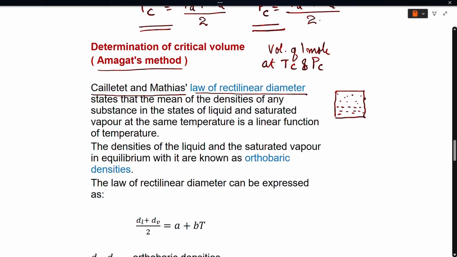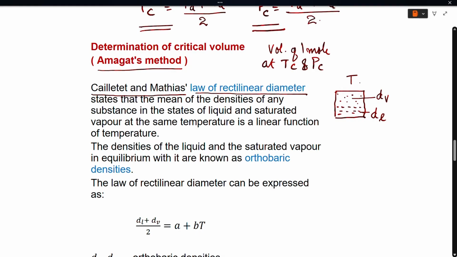Now, under these conditions, the liquid will have a particular density dl, and let the density of the vapor be dV. Now, the temperature should be constant, you should not change the temperature. At that constant temperature, any liquid which is in equilibrium with the vapor, these two will have their own densities, and when the liquid and its vapor are in equilibrium at a definite temperature, these two densities are known as orthobaric densities.